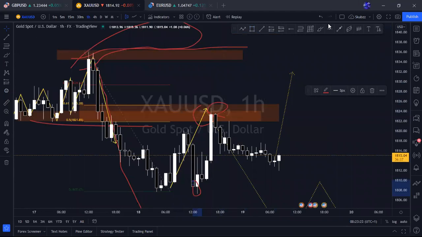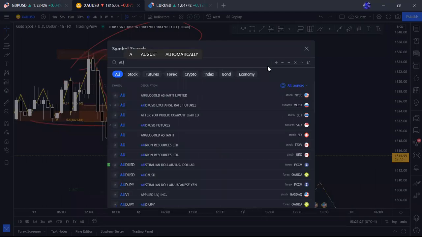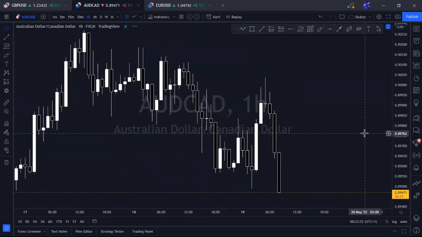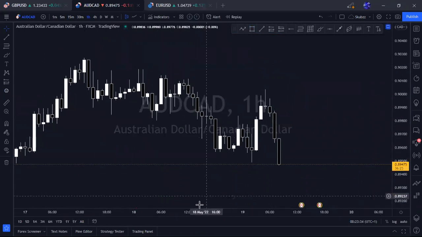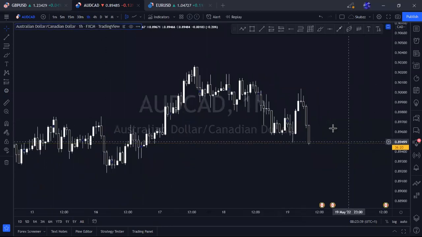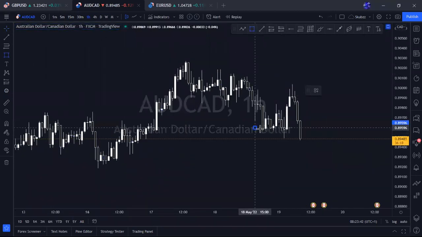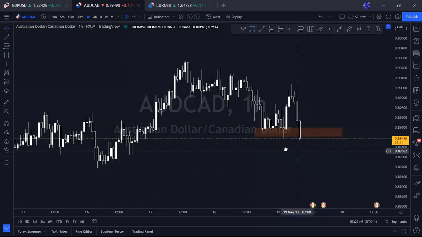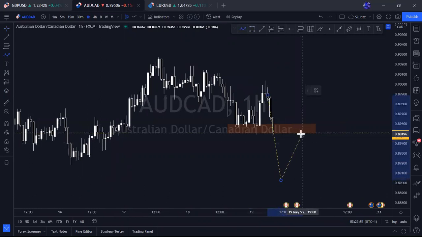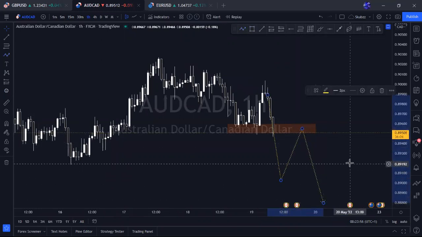So someone said AC, that's AUD card. AUD card is almost the same thing as the other AUDs. Wait for price to break this low. Price is already breaking the low, but we have not seen a full candle closure below. So if we see that candle close below, then what we can do is expect this, and then we'll retest for a continuation.